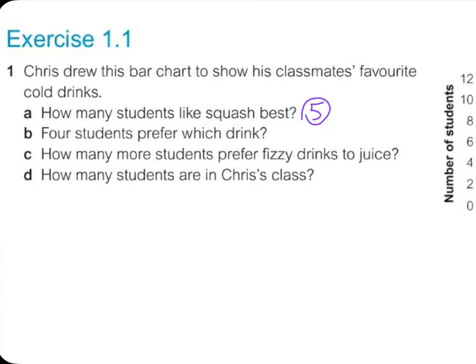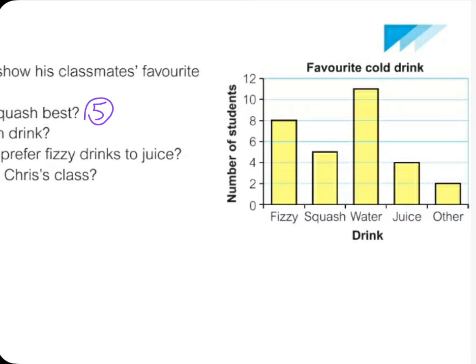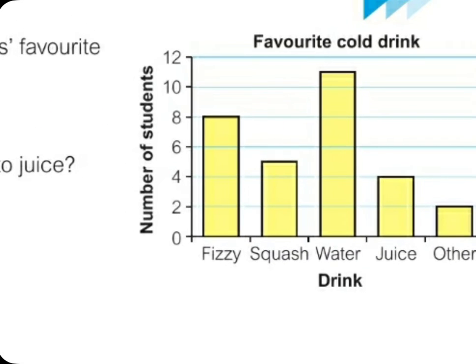Question B, 4 students prefer which drink? This question wants you to figure out which drink has 4 students, or which drink 4 students prefer. Let's take a look at the bar chart. Now let's make a line on the number of students. We need 4 students, so it's here. And then we make a horizontal line like that and find out which drink is the same as this line.